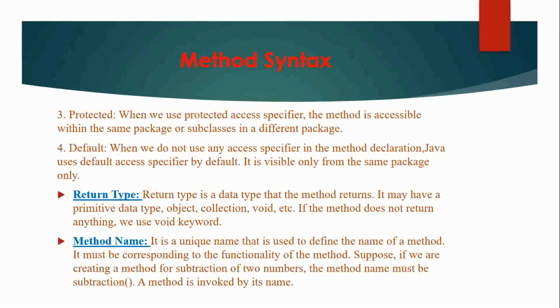Method name. It is a unique name that is used to define the name of a method. It must correspond to the functionality of the method. Suppose we are creating a method for subtraction of two numbers, the method name must be subtraction. A method is invoked by its name.